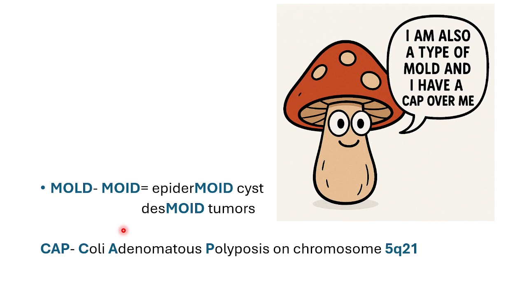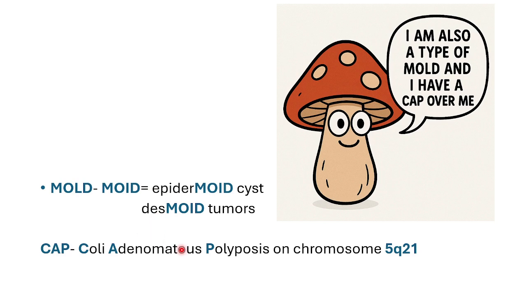Also, the mushroom which has the red cap says that I am also a type of a mold, because we know that mushrooms and molds are both fungi, mushroom being the fruiting body and molds growing as thread-like filaments. So here the MOLD reminds us of two MOID lesions found in Gardner syndrome, first being the epidermoid cyst and second being the desmoid tumors.